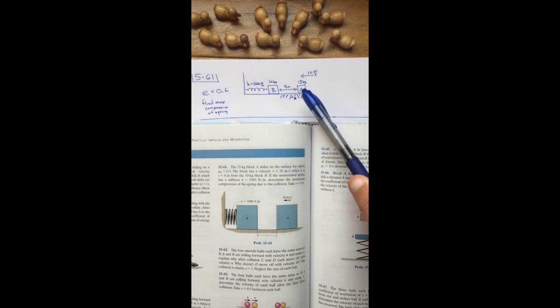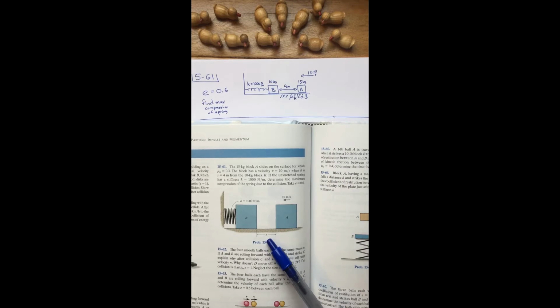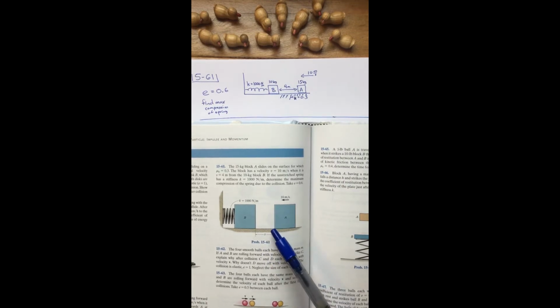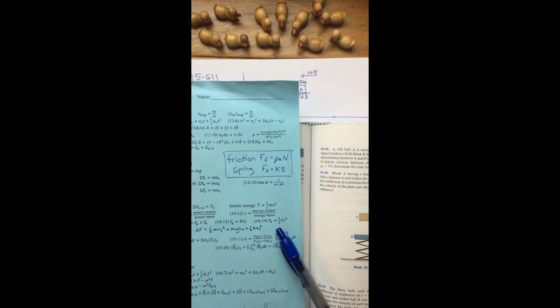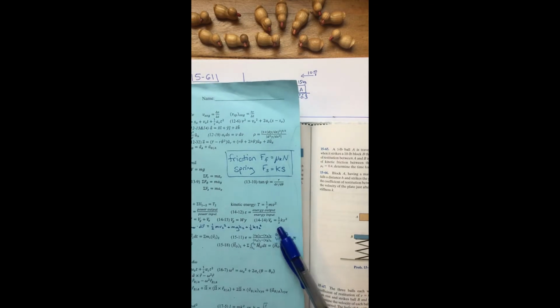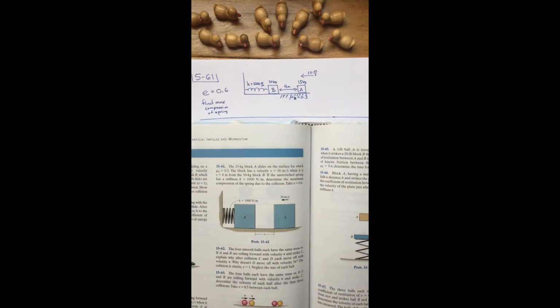So I've drawn the diagram here. In the diagram in the book, they call this distance S, but remember you want to be careful if you call this distance S, because this S is not the same S as what you have in your formula for the elastic potential energy. So be careful of that.